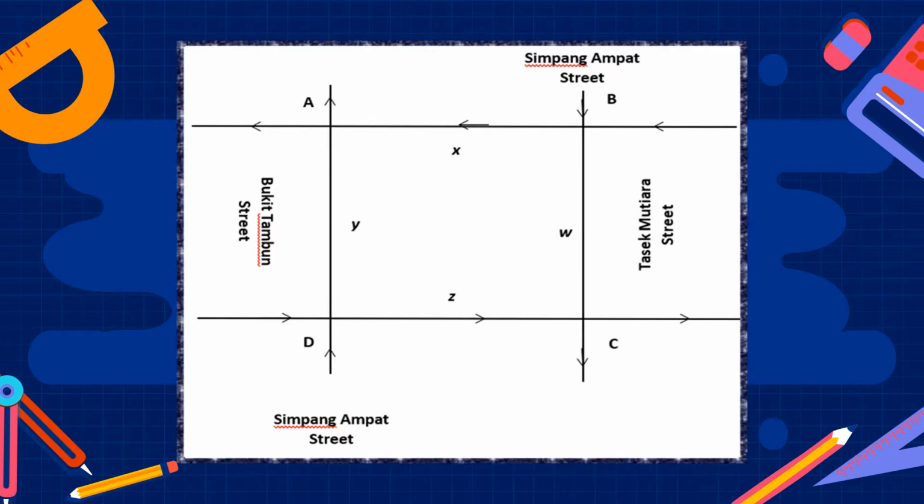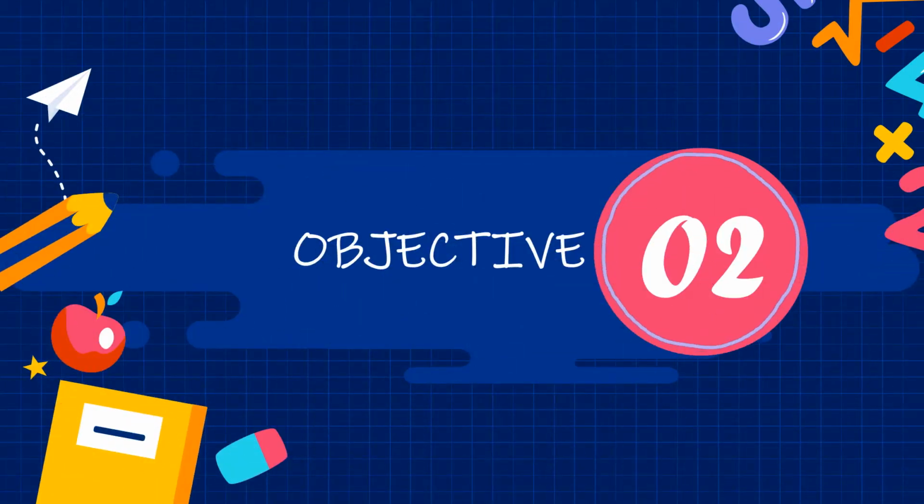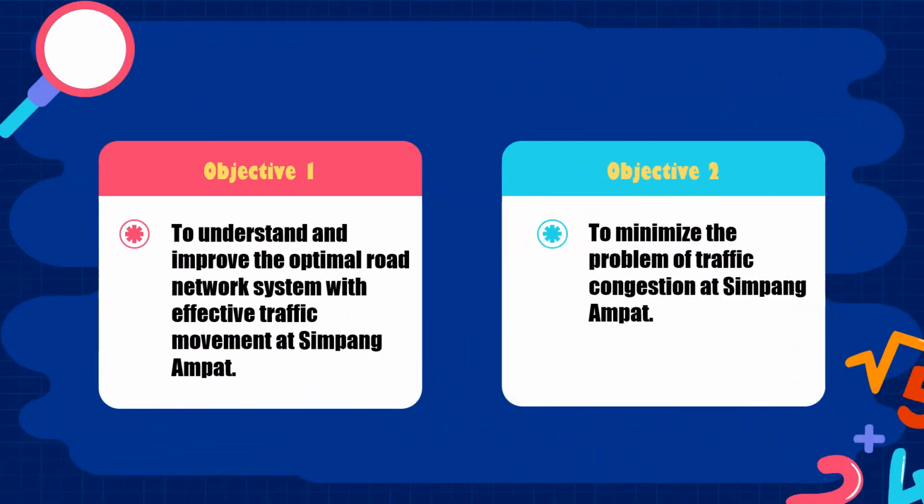Next is the objective. Our objective for this assignment is to understand and improve the optimal road network system with effective traffic movement at Simpang Ampat, and also to minimize the problem of traffic congestion at Simpang Ampat.